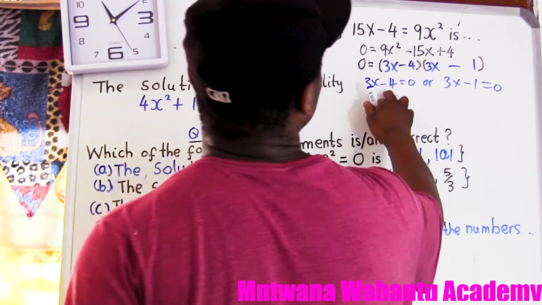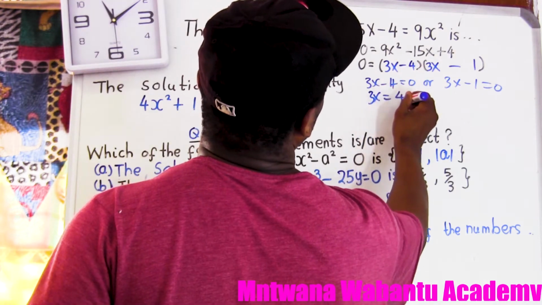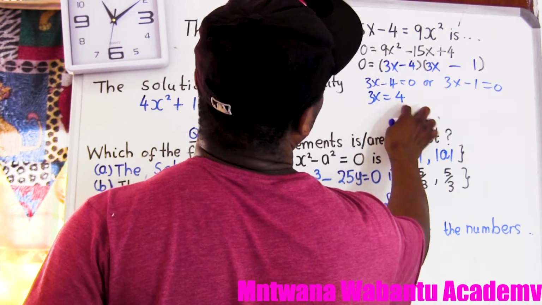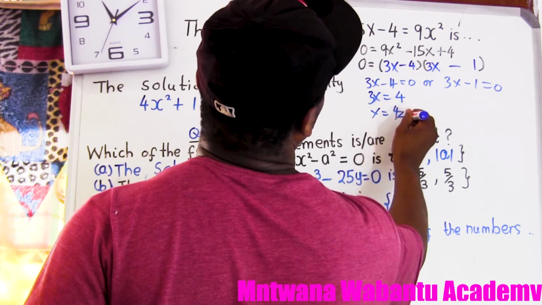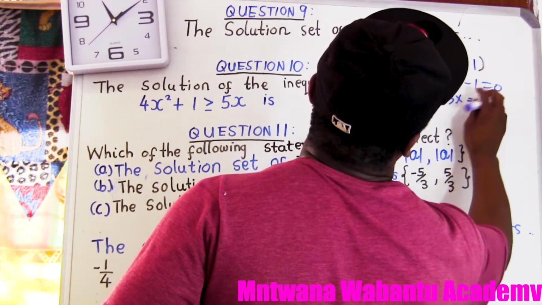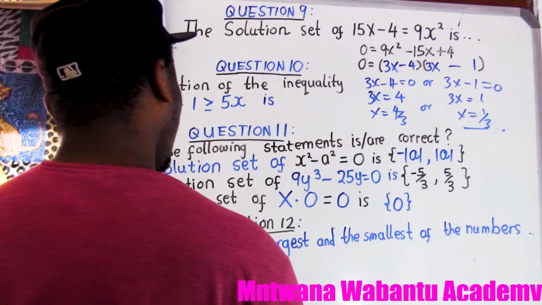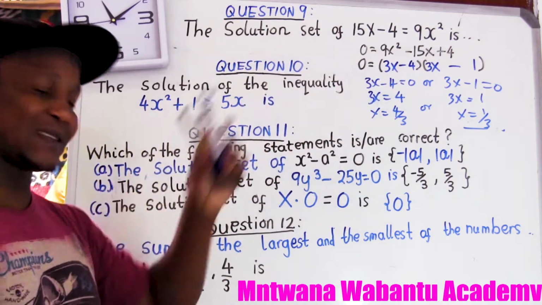Okay, so now this is going to go over. Let's go step by step. This goes over and becomes 3x equals positive 4, divided by 3 on both sides, x equals 4 over 3. Or, this is going to be 3x equals 1, divided by 3 on both sides, so x equals 1 over 3. So you've got your x's already. These are your solution sets.